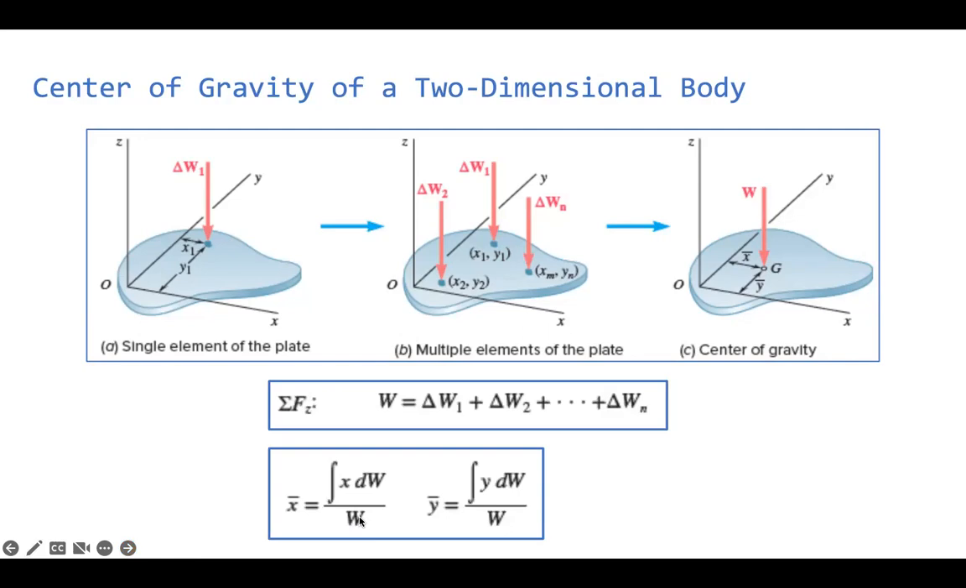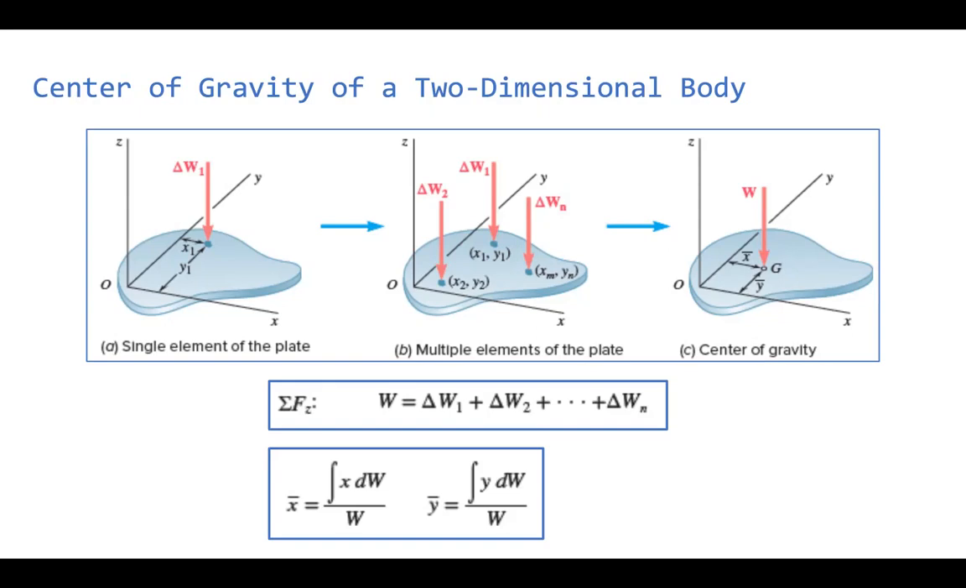I just showed you a geometric interpretation, but in algebraic form, it's the sum of the forces with respect to z. Because it's pointing down, weight forces always point down. We have the change in weight ΔW1 plus ΔW2 all the way to ΔWn. In integral form, we can think of these changes in weight as very small differential changes in weight, and thus we can use integration now with a differential element dW. And then this is how we calculate the coordinates of the center of gravity.